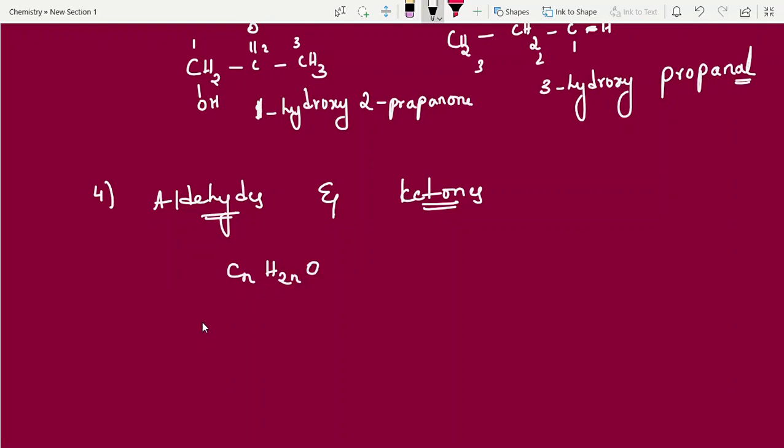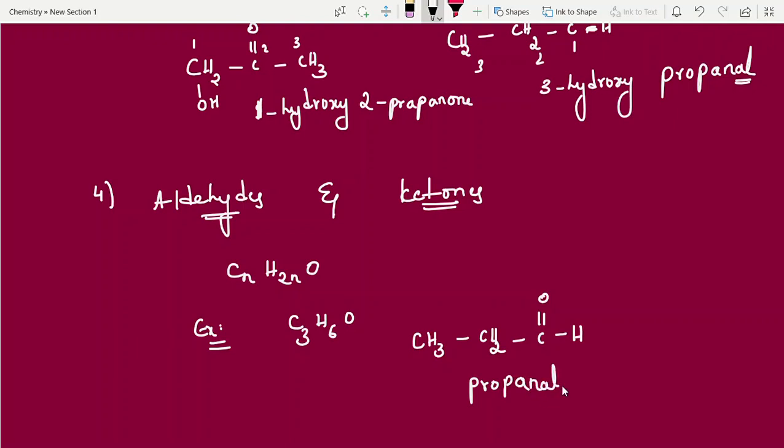CnH2nO. And one example, let me write. It starts with 3 carbons. I will take C3H6O. Then we can write ketones. That's why I am taking C3. 3 carbons. CH3, CH2, C double bond OH. This is what we call propanal. Propanaldehyde, or else propanal. Propanal, AL. Instead of AL, if you put OL, it is completely wrong. This is an aldehyde group, a chain terminating functional group.